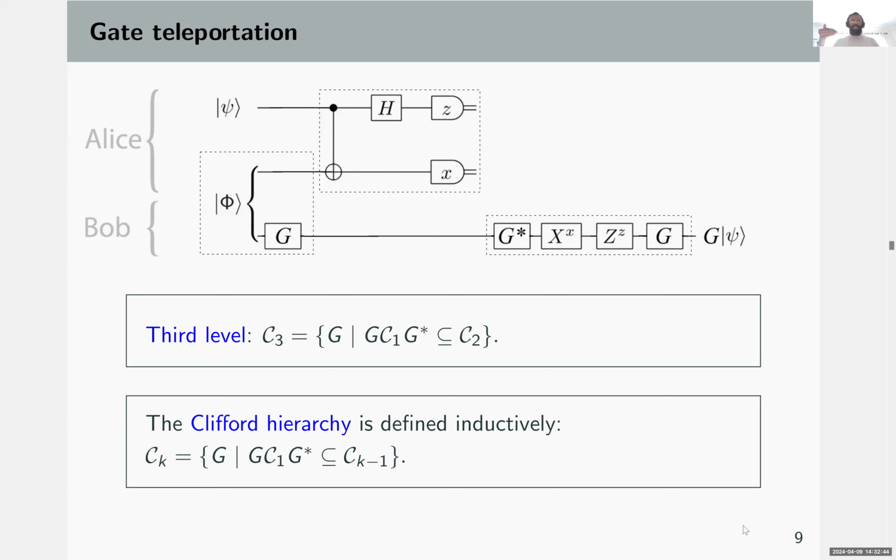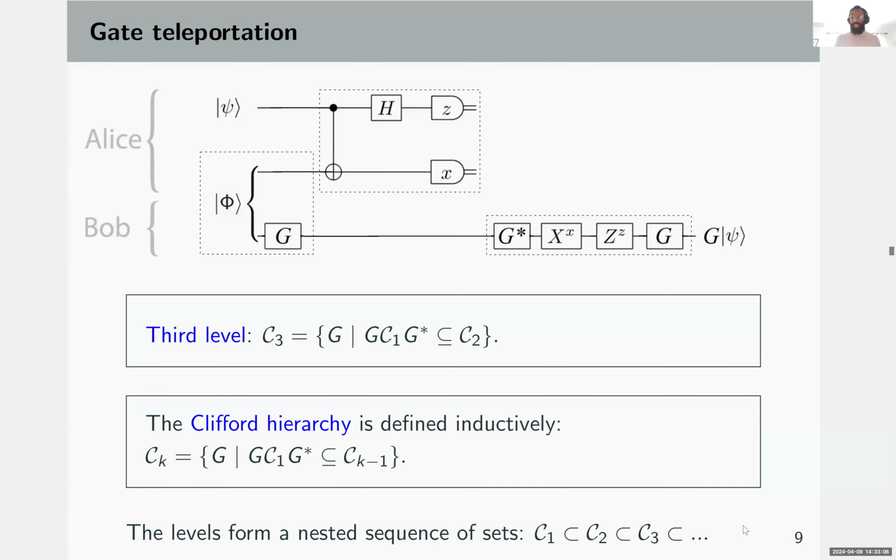And we can also define levels. So the third level are things that conjugate Paulis to Cliffords, and we can also define things that conjugate Paulis to third level gates and so on. But I won't talk too much about that. But there is a whole sequence of gates that we can do fault-tolerantly called the Clifford hierarchy, and they form a sequence of sets: C1 Pauli, C2 Clifford, C3 third level, and C4 and so on. I'm mostly going to talk about C3.